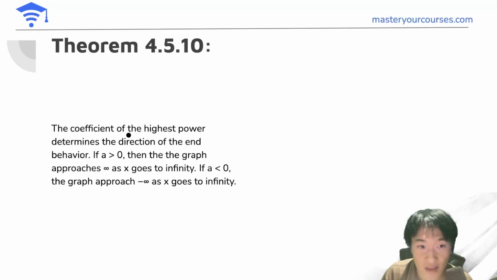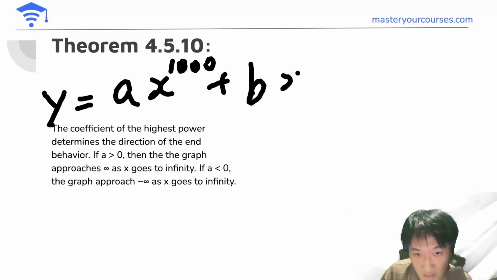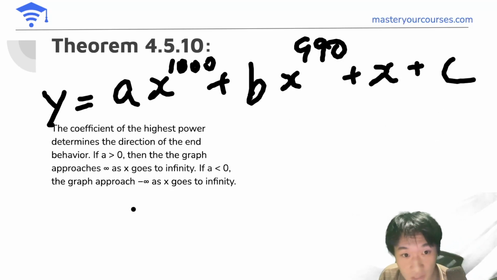What does that mean? What is a? Well, we're just naming the coefficient on the leading term, the highest power, to be a. So say this is a x to the power of 1000, plus b x to the power of 990, plus x, plus c. This polynomial is very complicated. Who knows what this actually looks like?